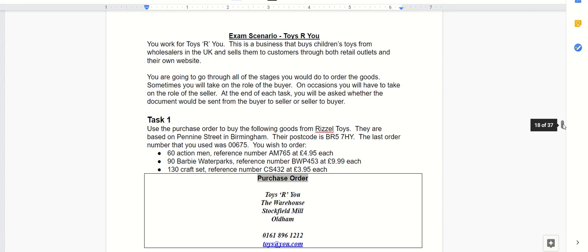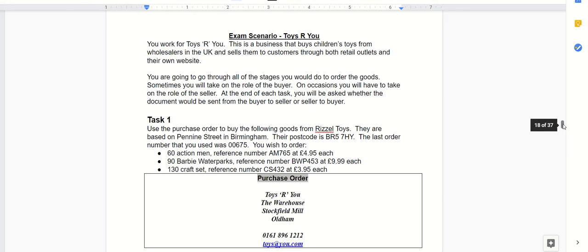So we're looking at the exam scenario stuff. Toys R You, and it's all about the different orders you need to put together and all the different financial documents that need to be completed for this kind of scenario. And when you do the exam, there may be several financial documents you need to complete that all relate to sort of like the one business.